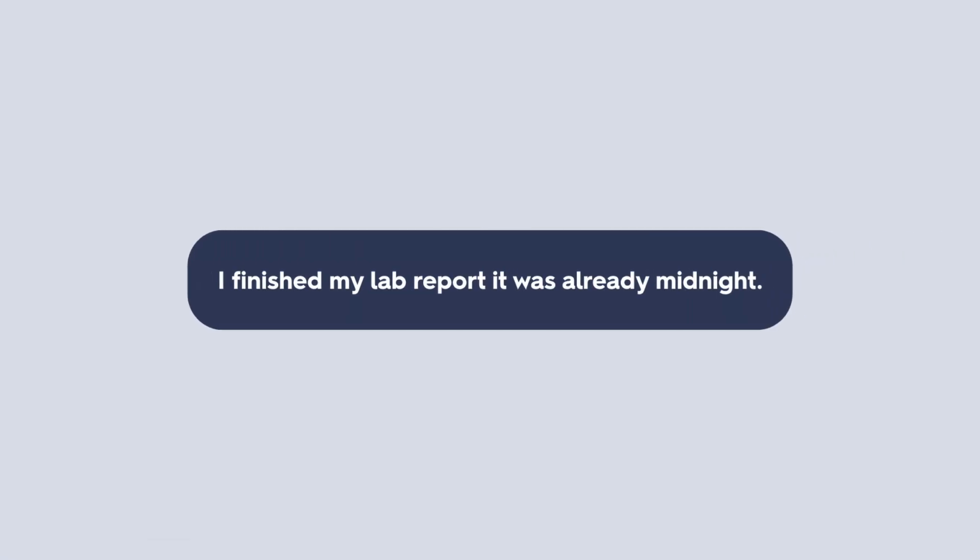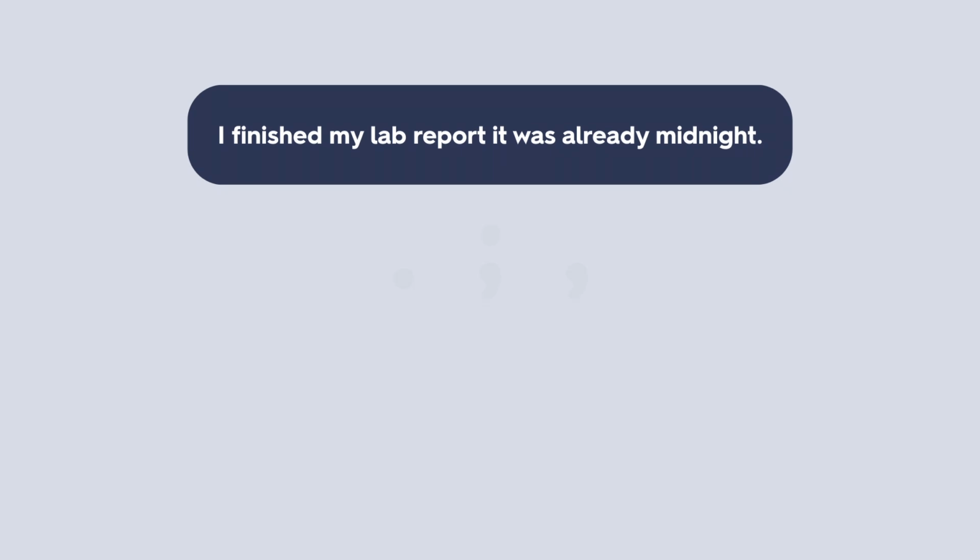Watch what happens here in this sentence. "I finished my lab report. It was already midnight." That's 2 complete thoughts. You can fix it with a period, a semicolon, or a comma plus a conjunction.